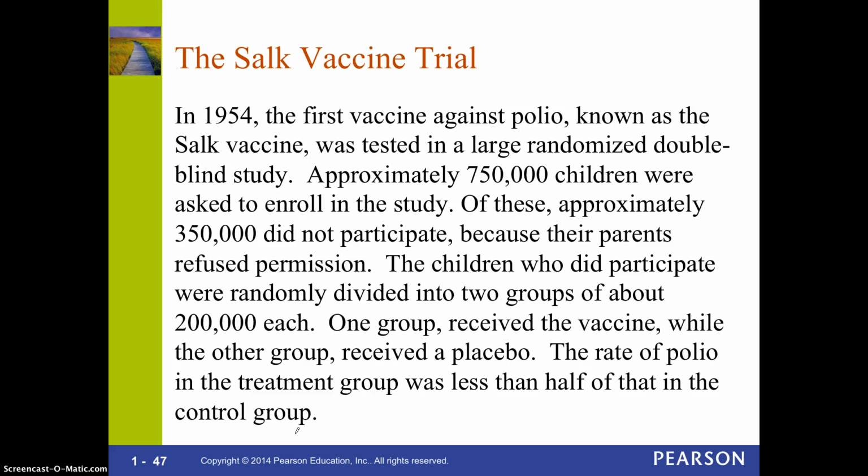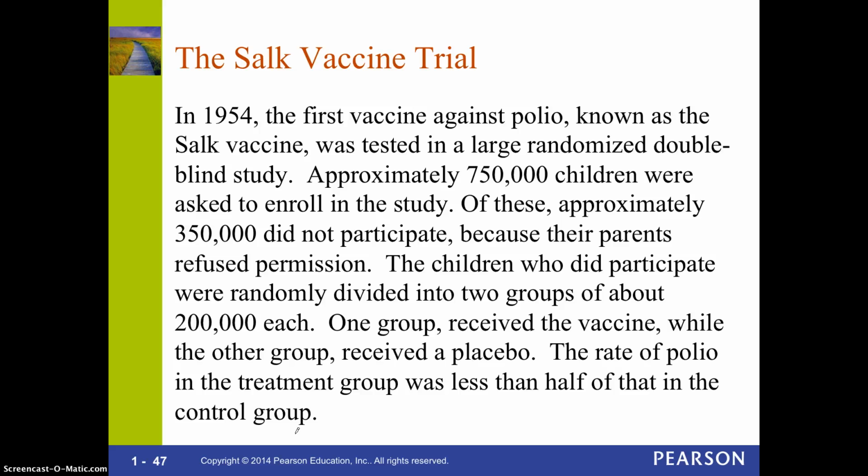Let me continue reading. So approximately 750,000 children were asked to enroll in the study. Of these, approximately 350,000 did not participate because their parents refused permission. Okay, the children who did participate were randomly divided into two groups of about 200,000 each. One group received the vaccine while the other group received a placebo. So right there is our fourth standard of a gold experiment.